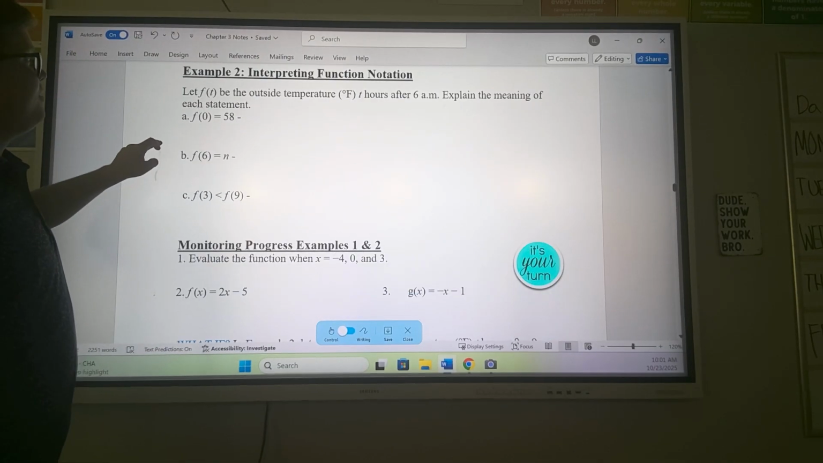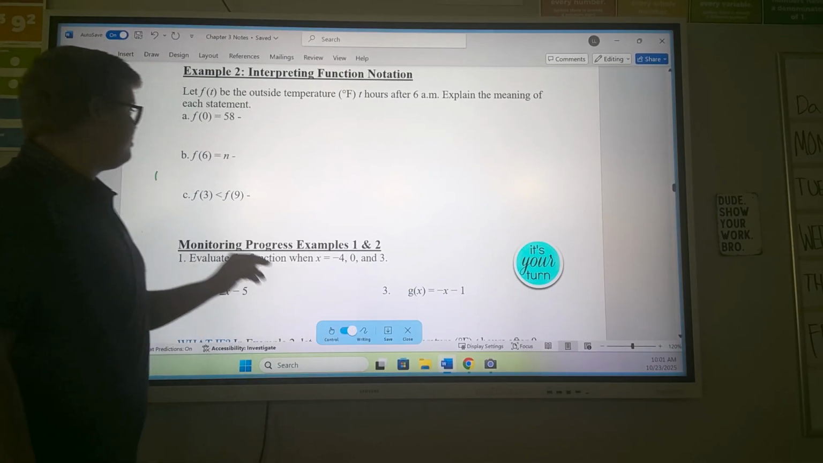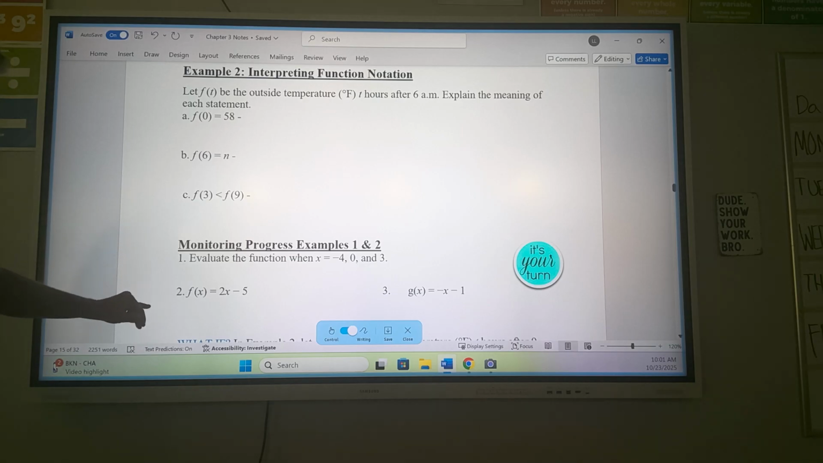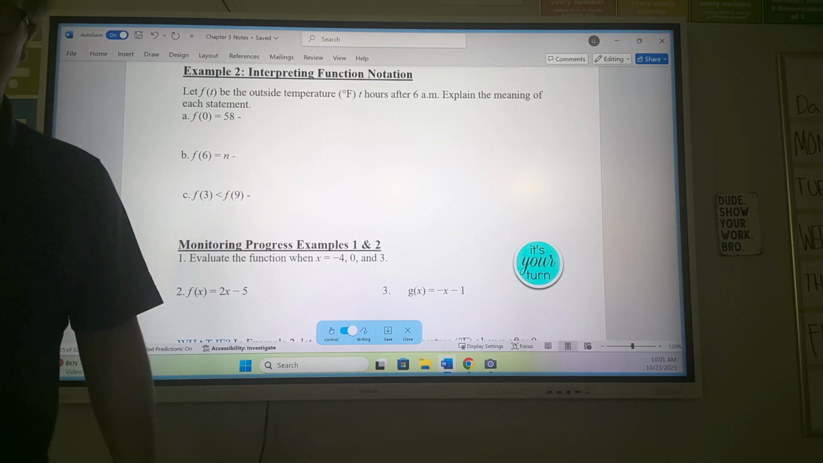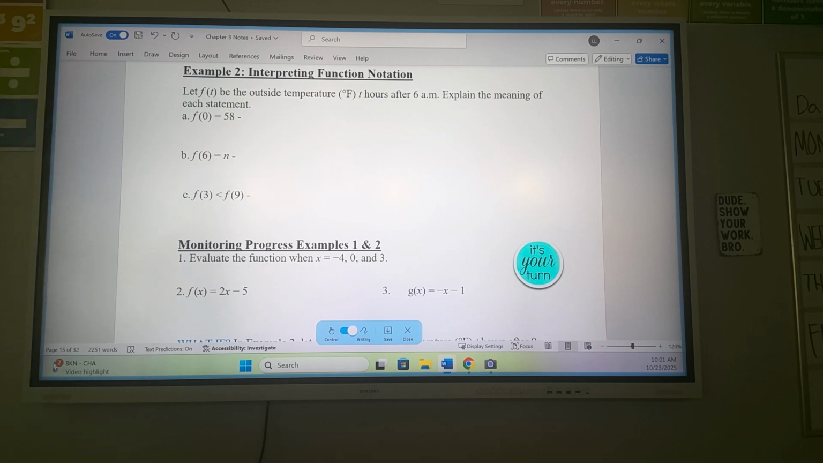Interpret function notation. Now, we talked about interpret before. Interpret just means to explain what it says. That's all we are doing. We are writing down what these functions say. So we read the directions.